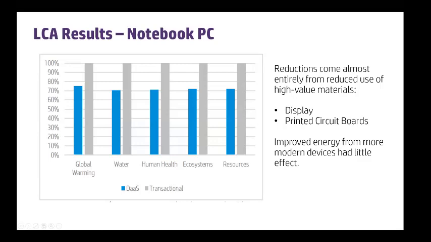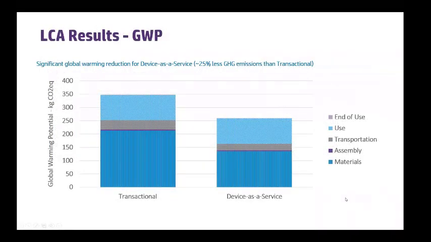And the results come from where you would expect them. If you think about a PC, the vast majority of the impacts come from building that device: the display, the motherboards, and things like that. These are high-value materials. So the longer you can keep them in use, the lower the environmental impact will be overall. And it's exactly what we saw here, and that's what was driving the benefits.